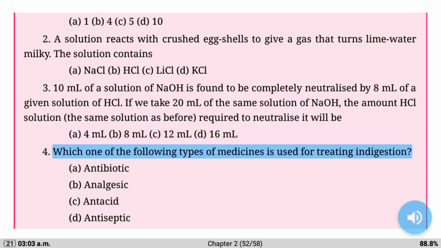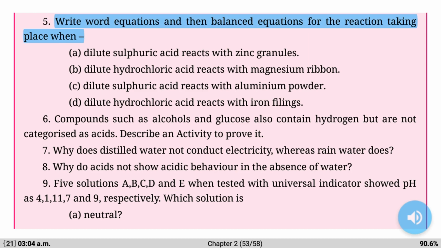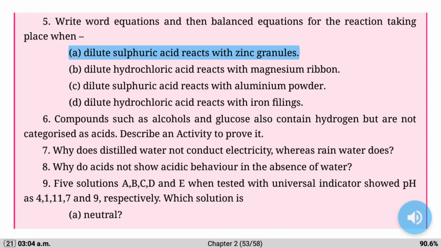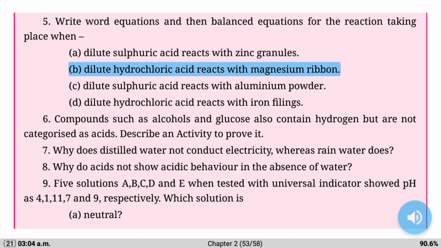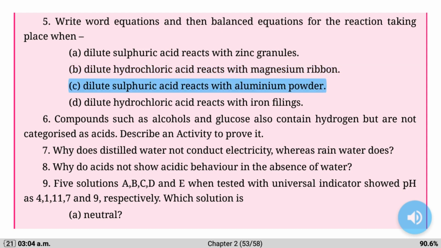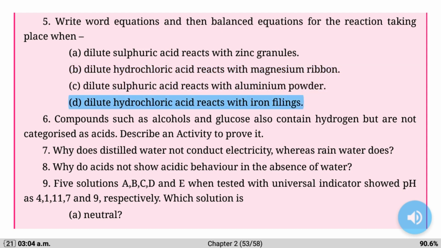4. Which one of the following types of medicines is used for treating indigestion? A. Antibiotic. B. Analgesic. C. Antacid. D. Antiseptic. 5. Write word equations and then balanced equations for the reaction taking place when: A. Dilute sulphuric acid reacts with zinc granules. B. Dilute hydrochloric acid reacts with magnesium ribbon. C. Dilute sulphuric acid reacts with aluminium powder. D. Dilute hydrochloric acid reacts with iron filings.